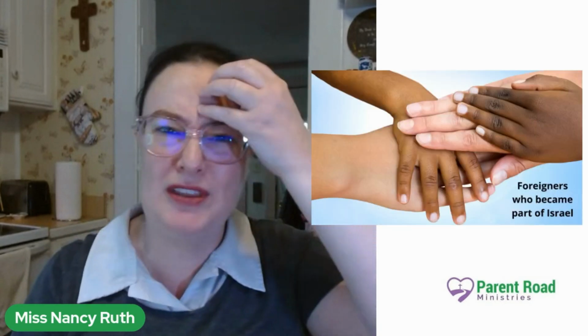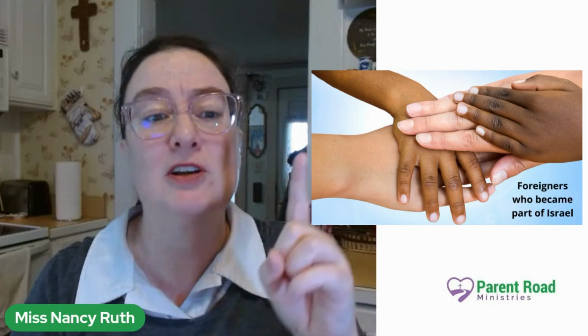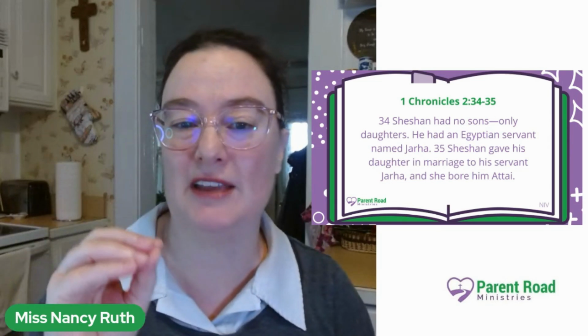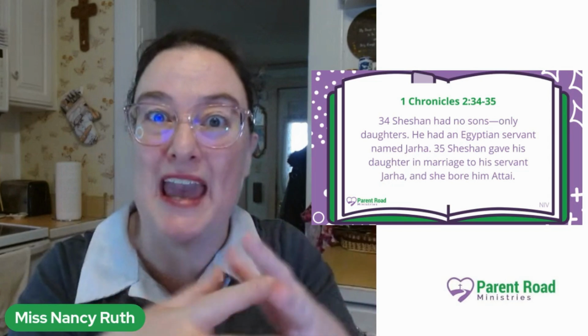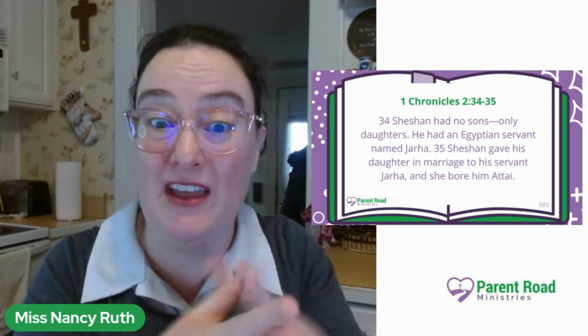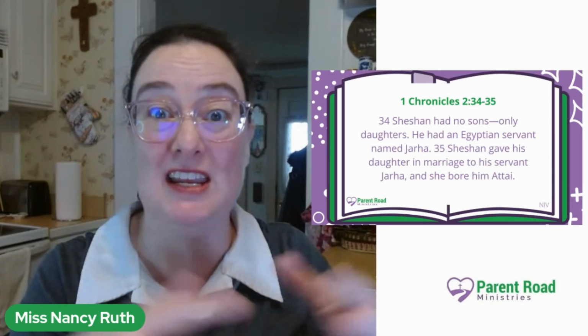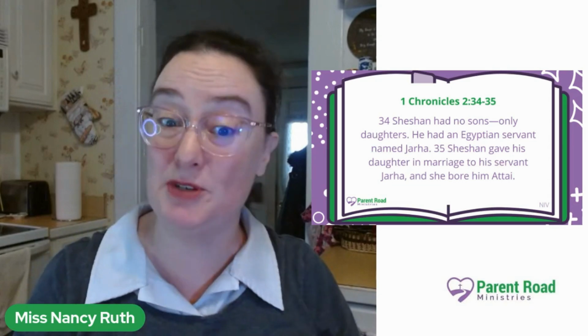So how do we do that if we're not part of the line of Israel? First, look for foreigners who became part of Israel. All right. So in this list with the daughters that we were wondering about, look what happened. This guy had an Egyptian servant named Jarha, and he gave his daughter in marriage to his servant Jarha. And then she had a son. And so he became part of his family, the family of this guy. It became part of his lineage, adopted into the family, this Egyptian.